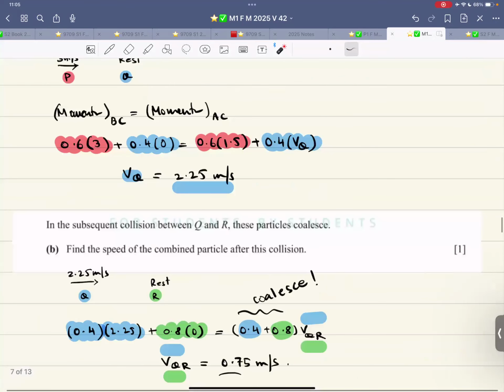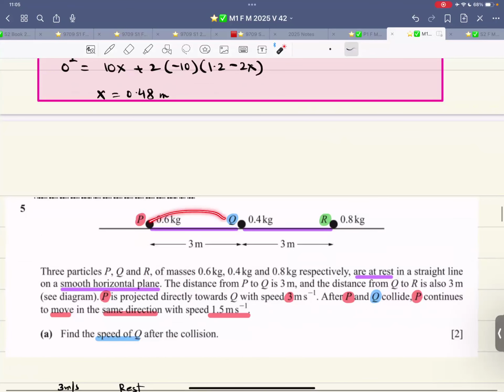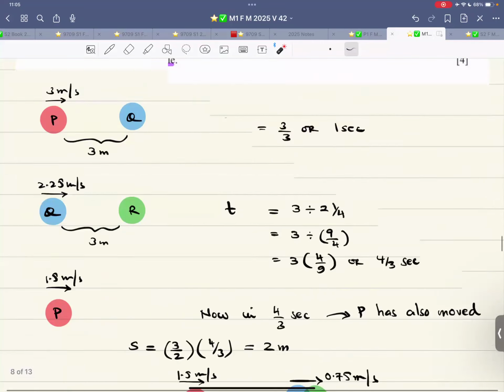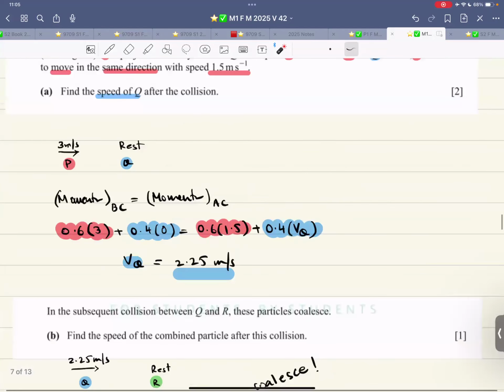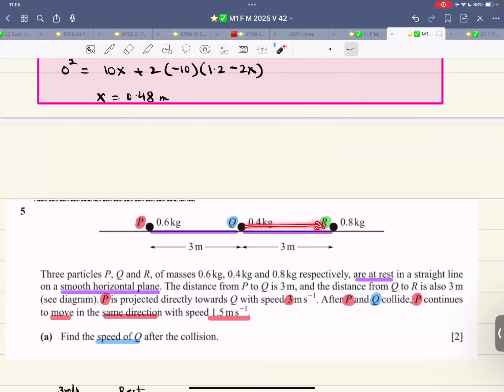So now look at the scenario. First of all, it reaches this. It moves ahead for a time period of how much? That is 4/3 seconds. And in that 4/3 seconds that it has moved forward and collided, P has moved a further 2 meters. So P is now over here, and QR is over here.